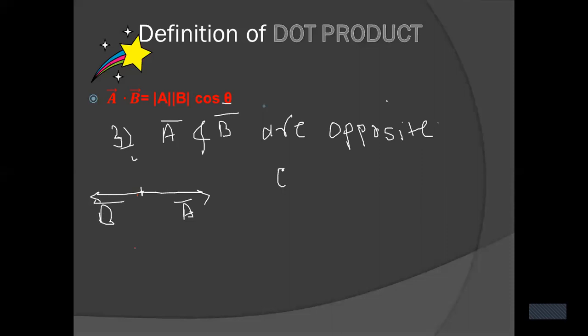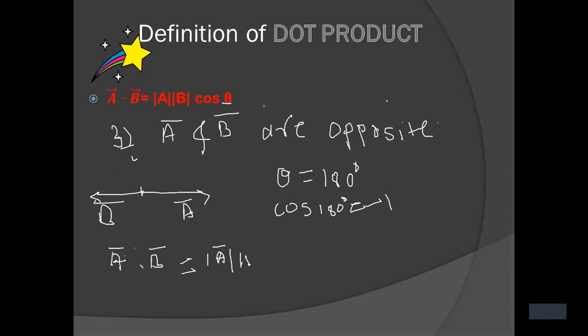So what is the angle theta between these two vectors? 180 degree. Correct. So theta is equal to 180 degree. So what is cos 180? Minus 1. Correct. So cos 180 is equal to -1. So here you can write simply a bar dot b bar is equal to mod of a bar mod of b bar into -1.